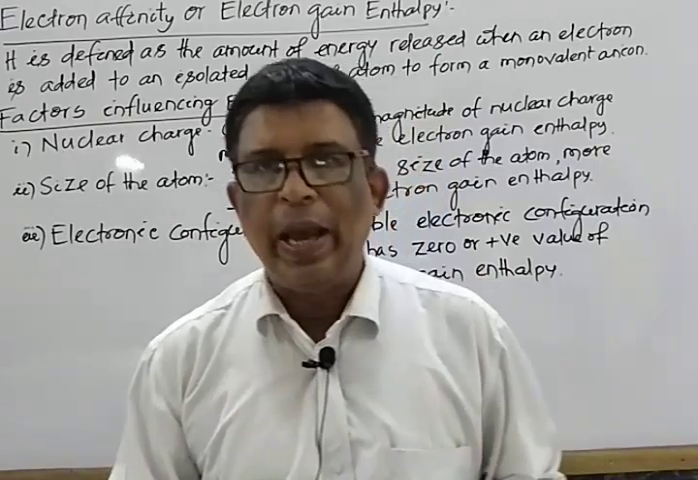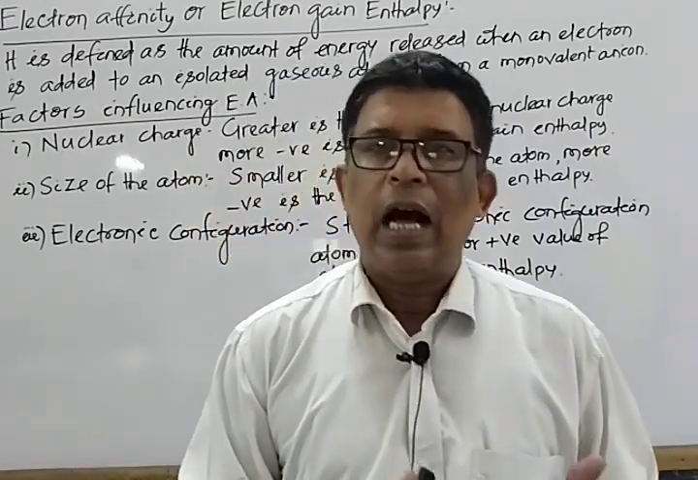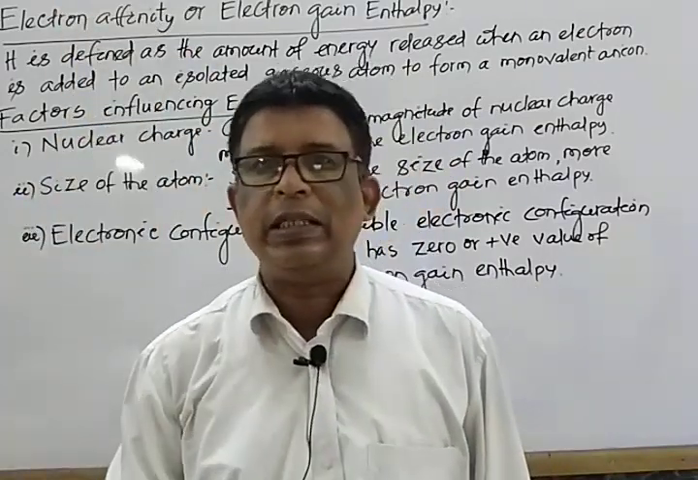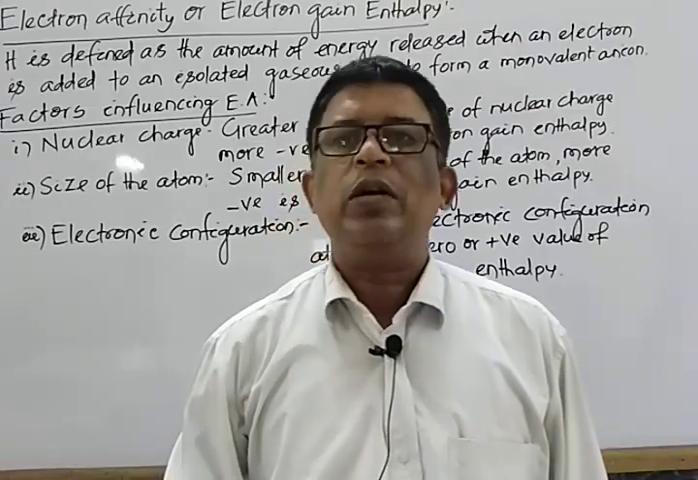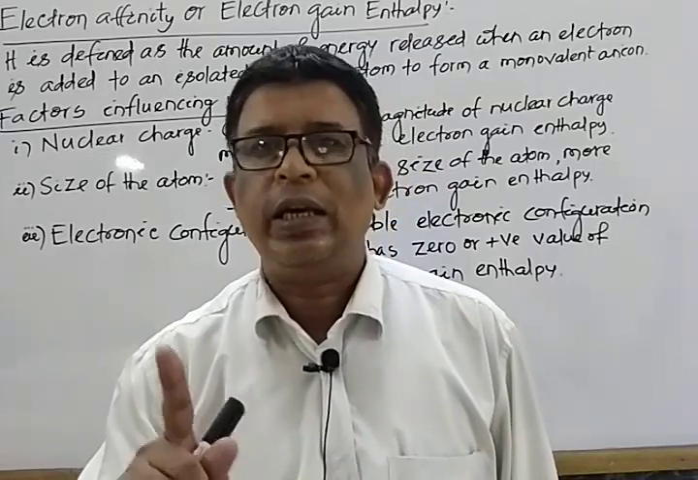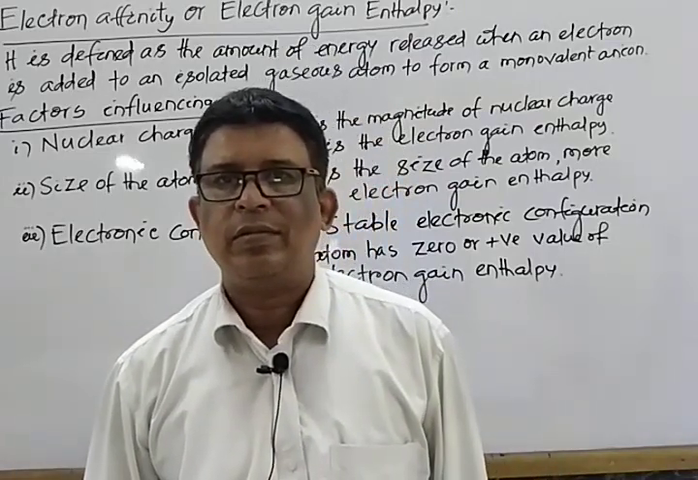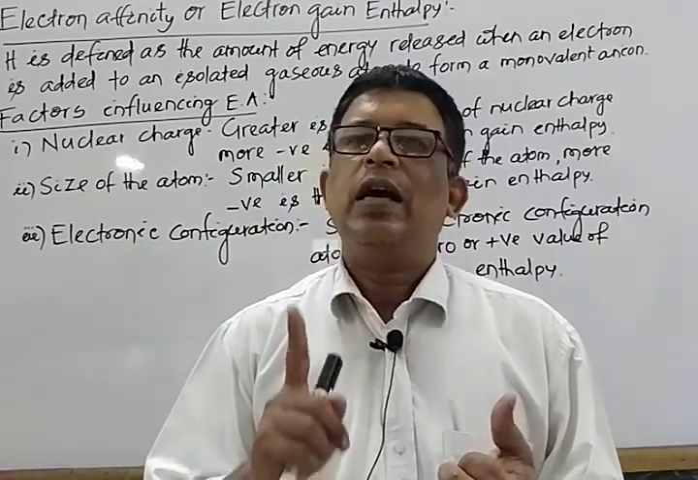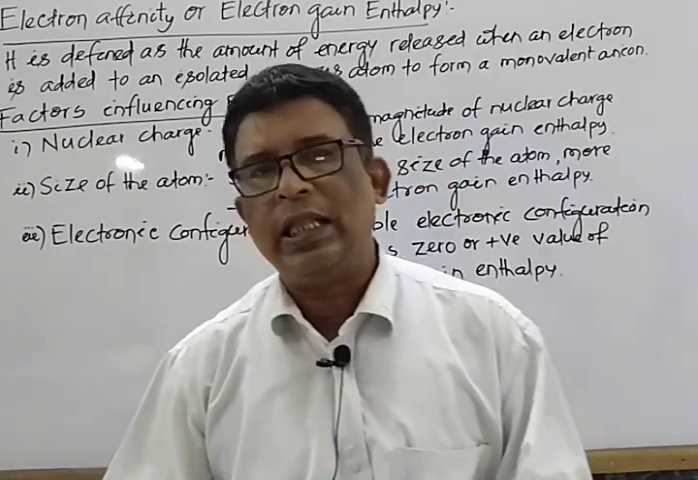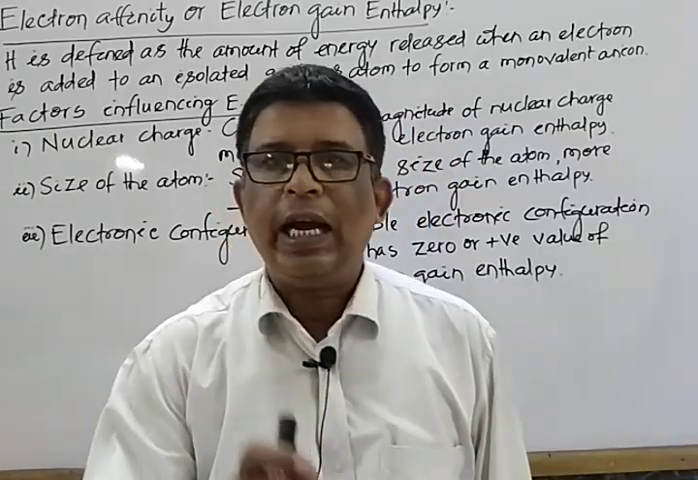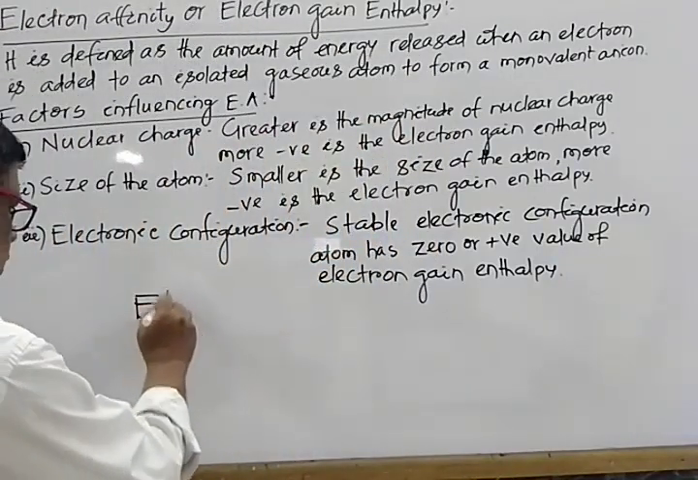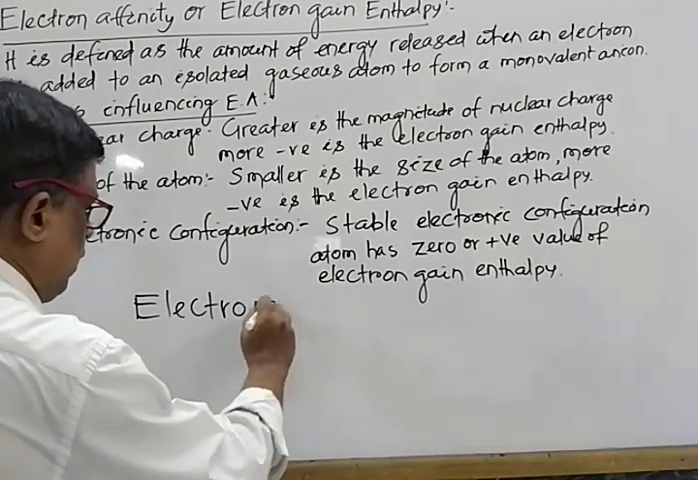Next we discuss the variation. Like ionization energy, it is also the same from top to bottom: this value gradually decreases, while across a period this value gradually increases. So we have covered atomic radii, ionic radii, ionization energy, electron affinity or electron gain enthalpy. The last one is electronegativity.